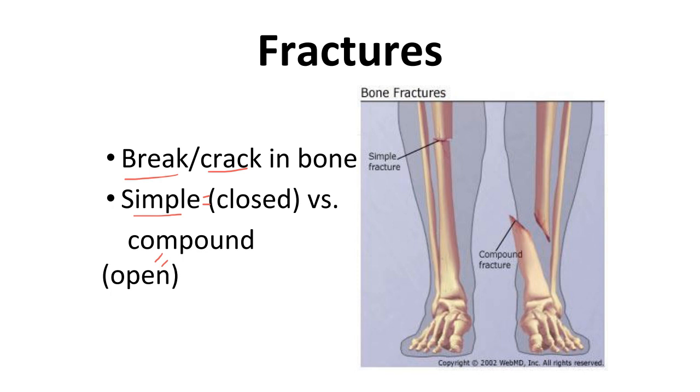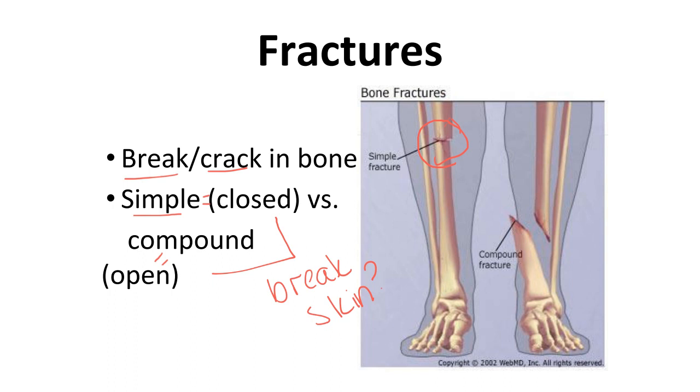So on this diagram over on the right here, you can see what we mean. This is a simple fracture. It has gone all the way through the bone, so it's not just a crack, right? It is a complete fracture, but it has not broken through the skin. So it is a simple fracture because, again, it has not broken through the skin. It is a closed fracture. That's what we mean by open or closed: did it break the skin?